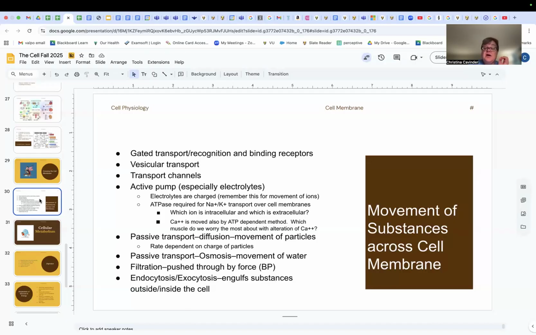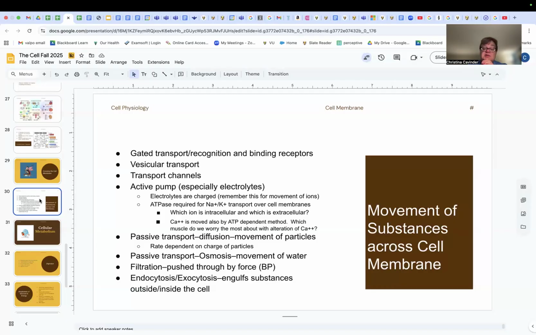ATPase is required for sodium-potassium transport over the cell membrane. Remember, potassium sits on the inside of the cell, sodium sits on the outside, but there is a balance. Sometimes you need sodium into the cell or potassium out of the cell for that balance. But remember, potassium sits inside a cell and sodium's outside the cell.